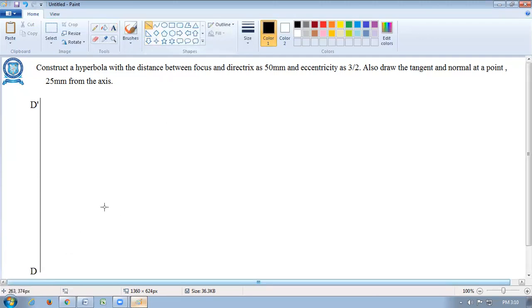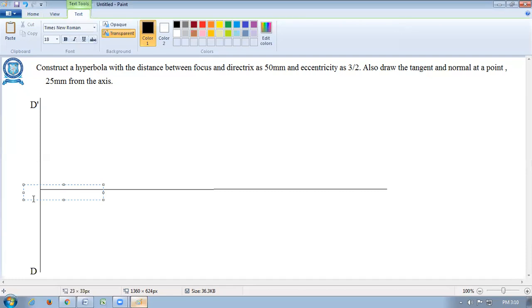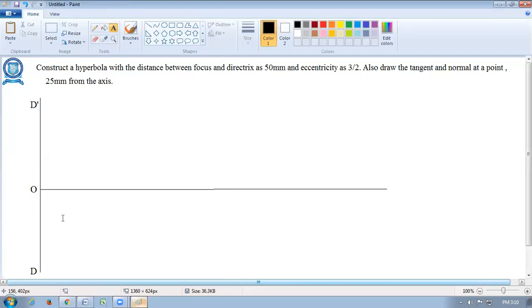The second step is to draw an axis line, the center line. Mark it as O. This is common for all the plane curves, which means the ellipse, parabola, and hyperbola. This is a common step for these three plane curves.